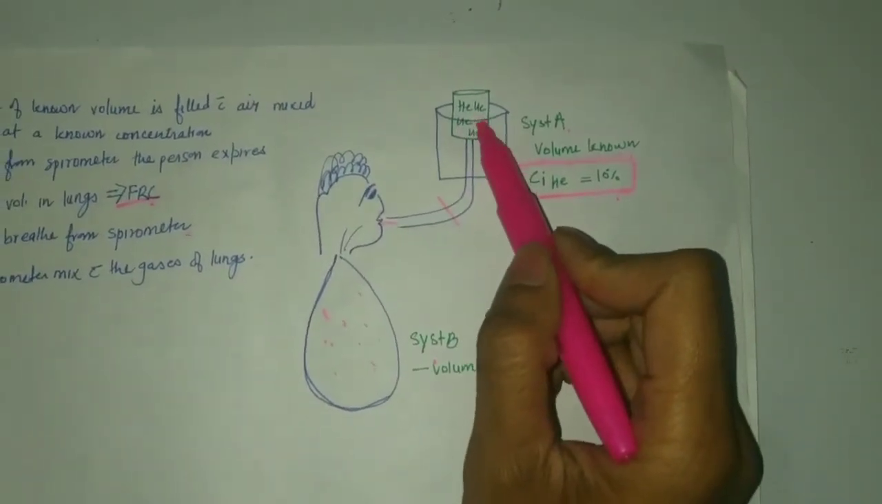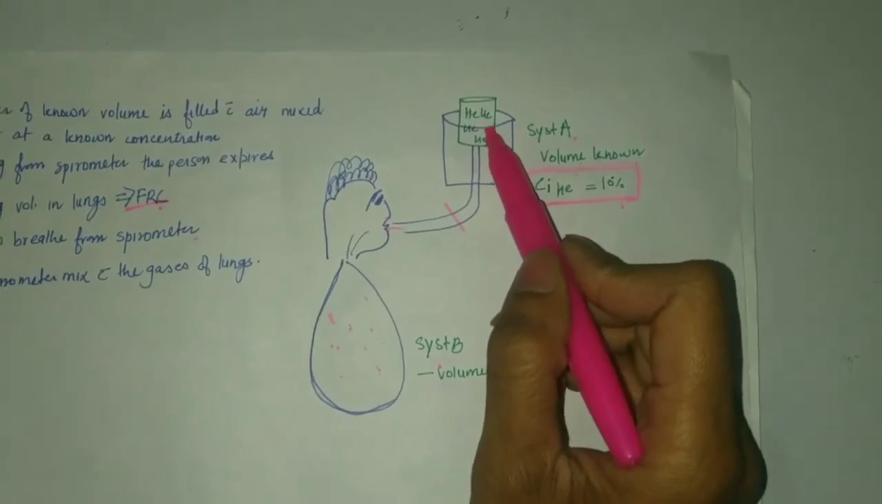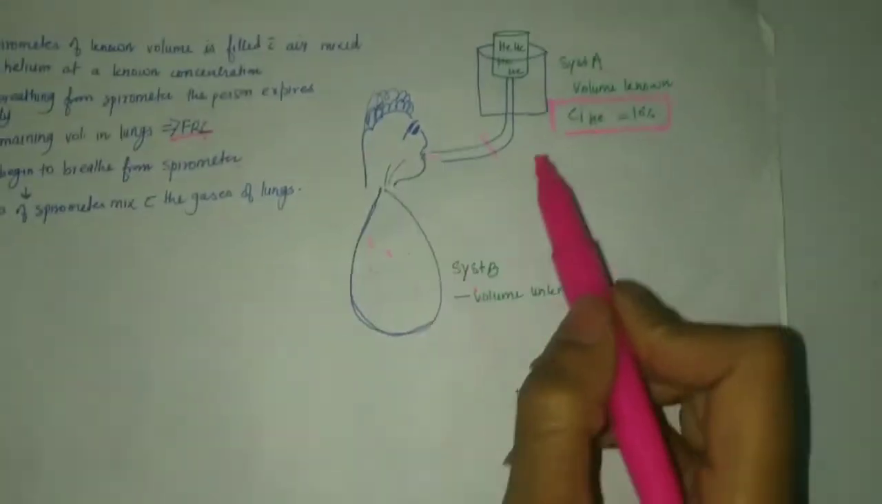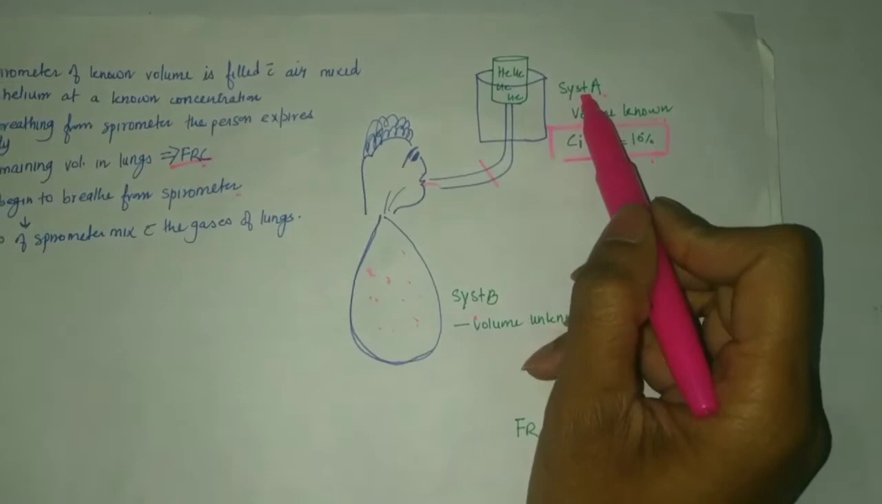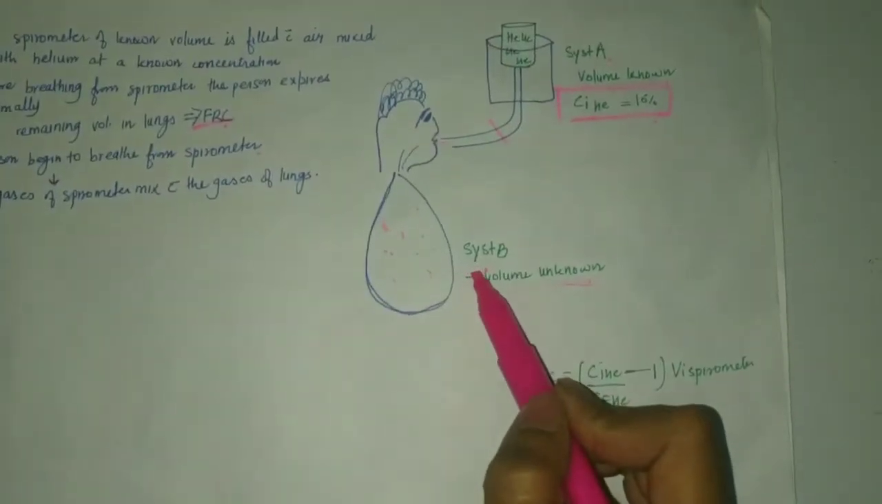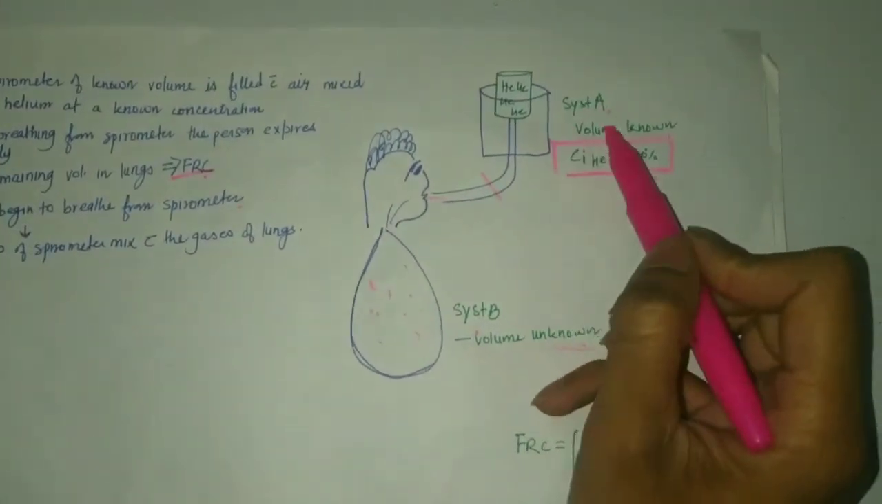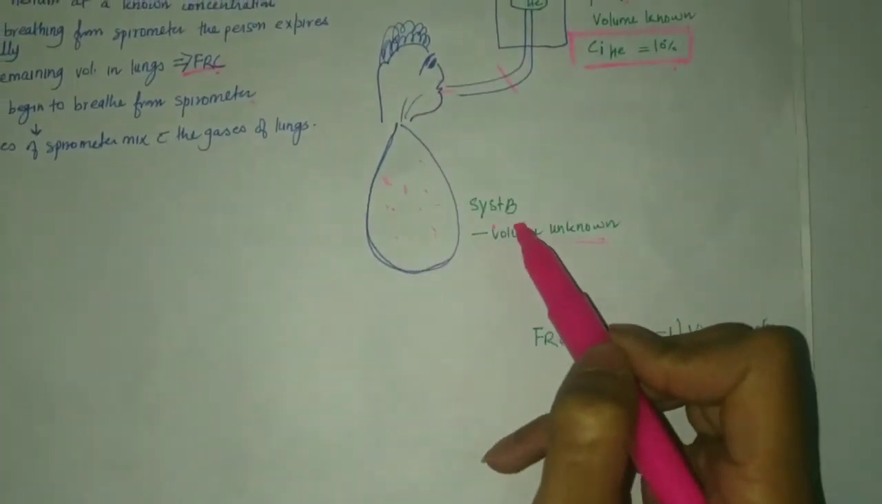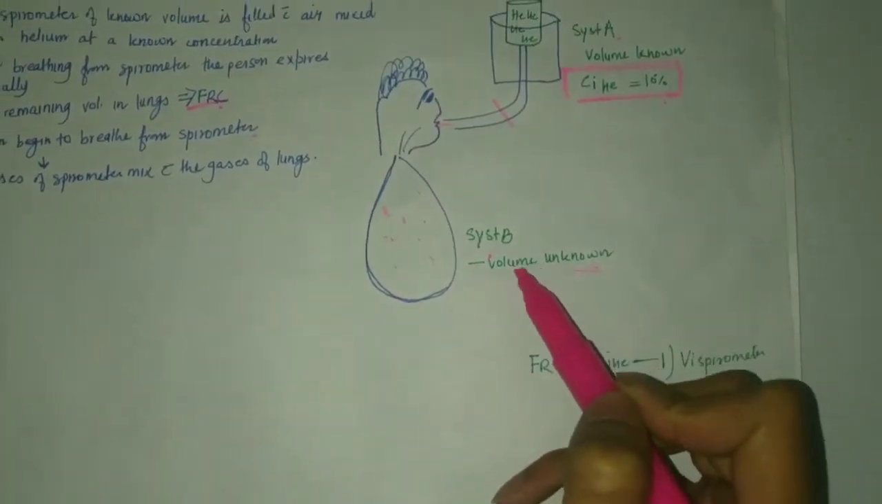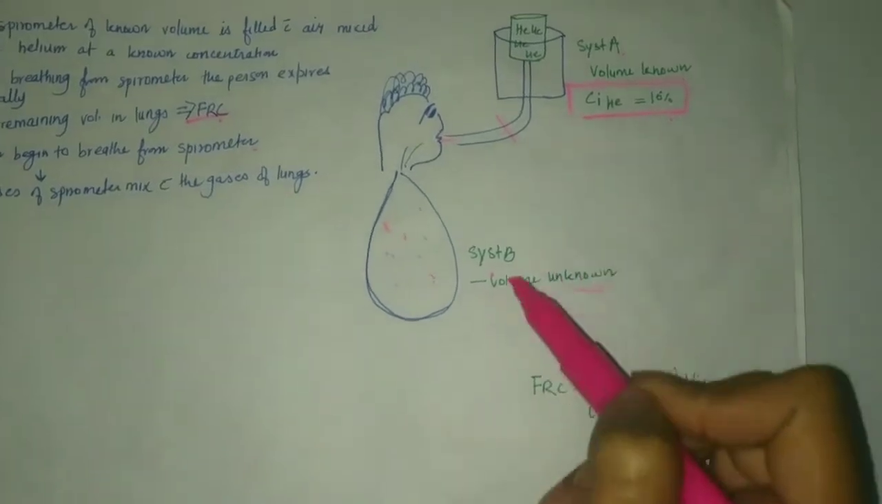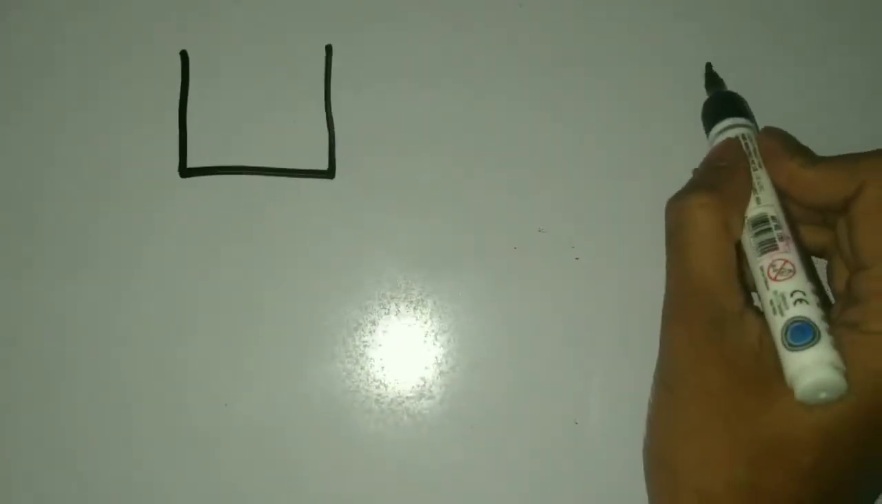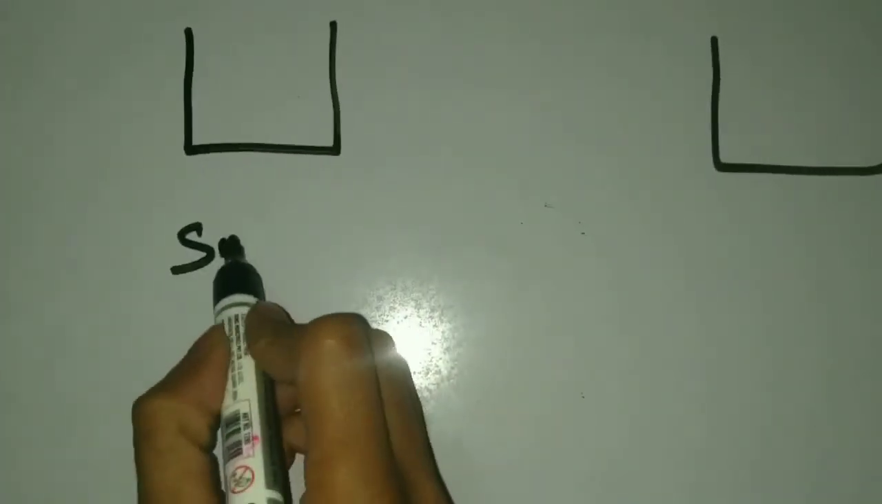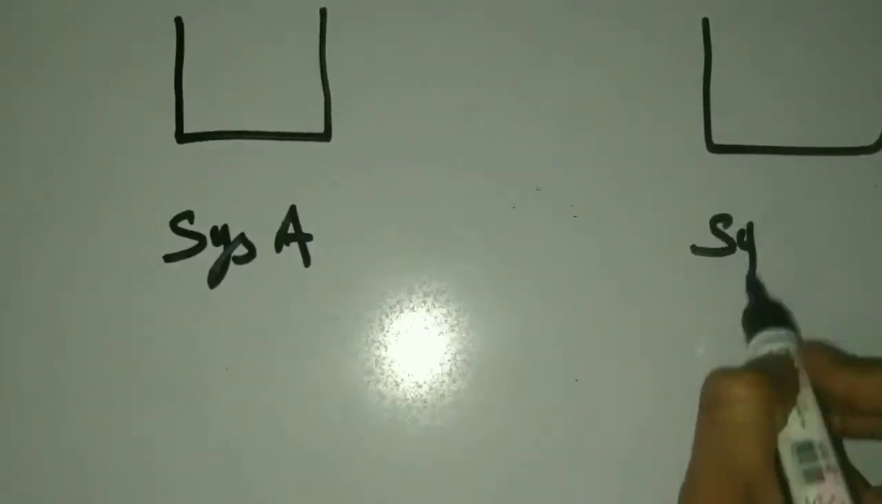Just instead of oxygen, we have helium gas mixed with air, and we consider this as system A and the lungs as system B. The volume of system A is known to us, and the volume of system B we are going to measure by this method. So first of all, let's see some basic things. We have a system A here, and we have a system B here.